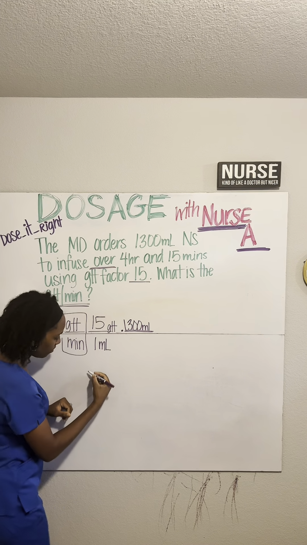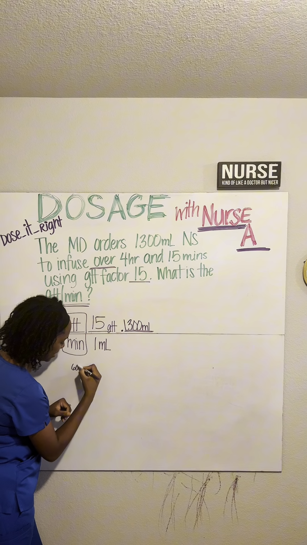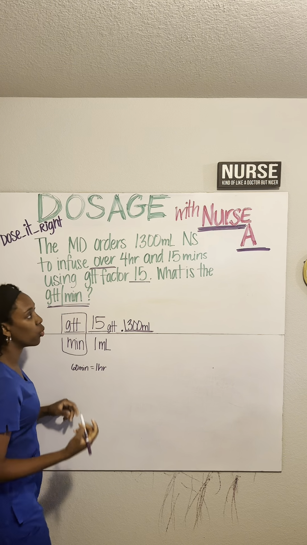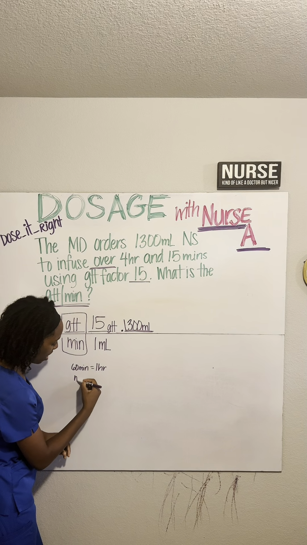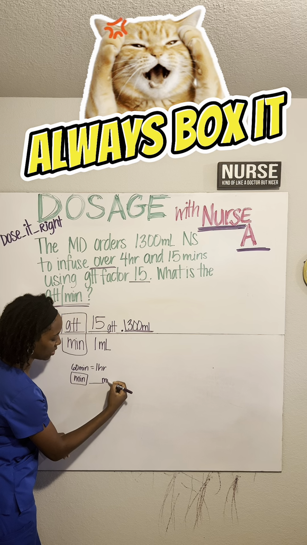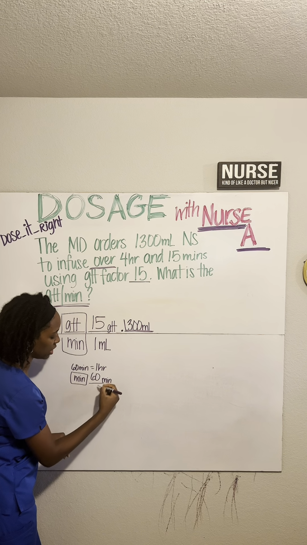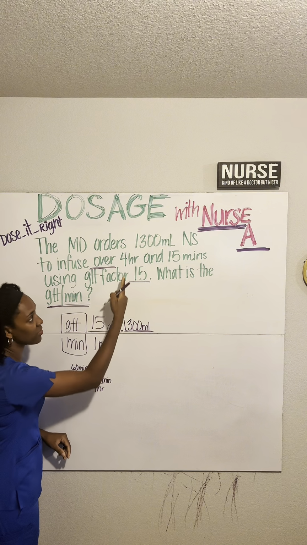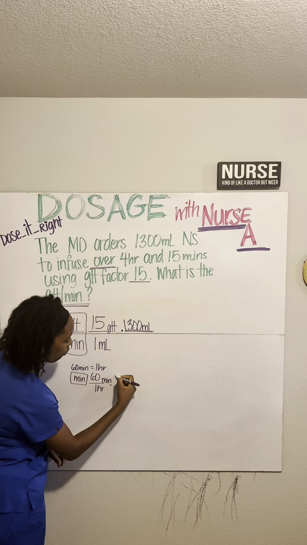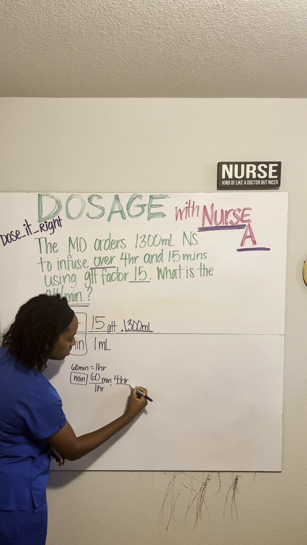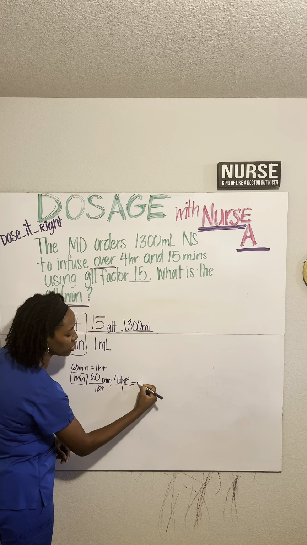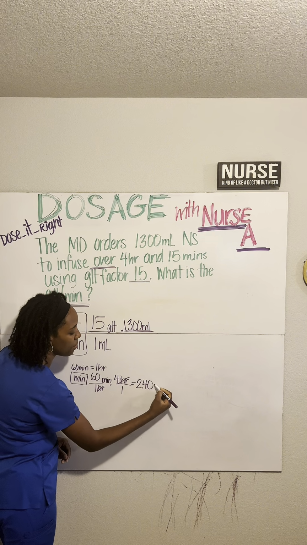We have 60. We know for sure 60 minutes equals 1 hour, right? So if we are looking for minutes, then we need to write minutes first. Minutes have to go on top. So we have 60 minutes equals 1 hour. Now this patient is going to be infusing it over 4 hours. So we can write 4 hours. Cross out hours and hours, you're left with minutes. So 60 times 4 should equal a total of 240 minutes.